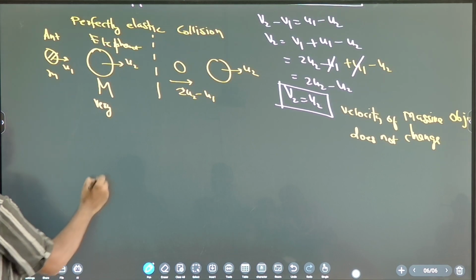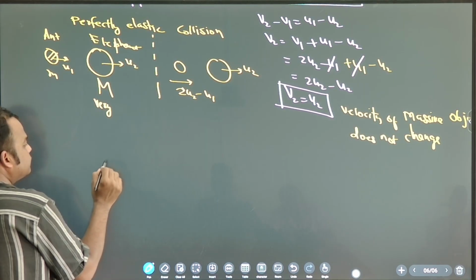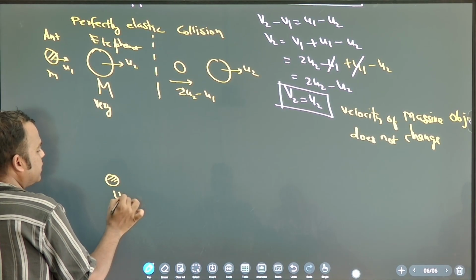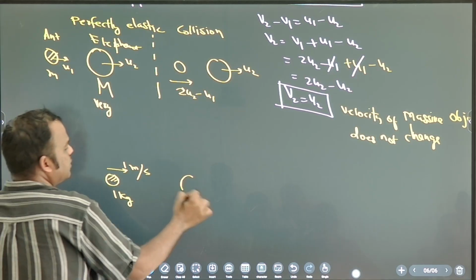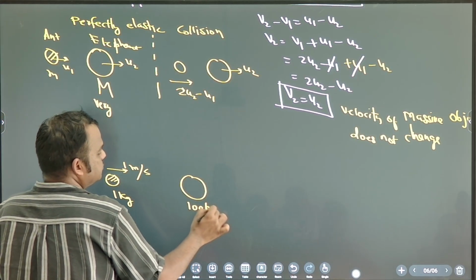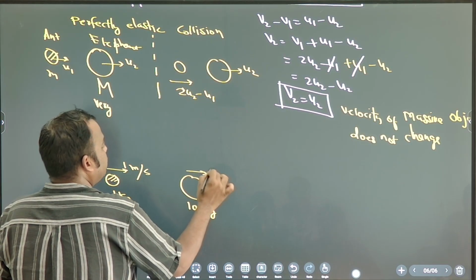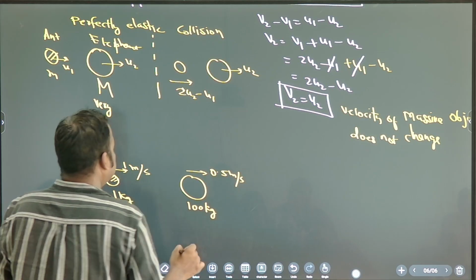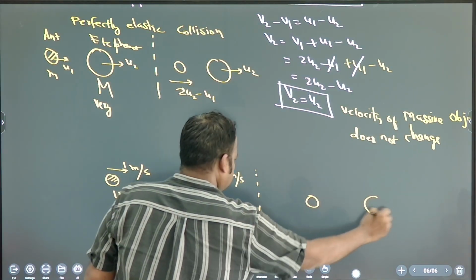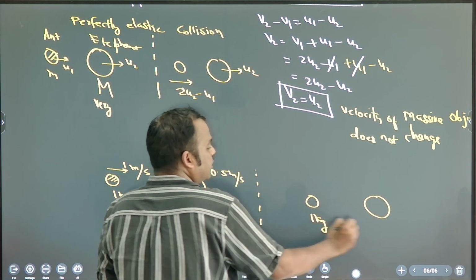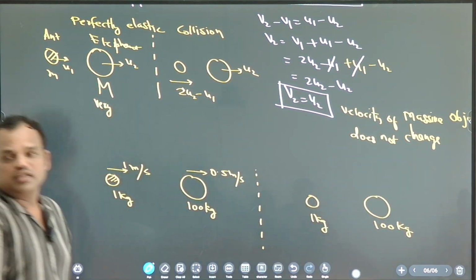Now solve this question. Suppose this is 1 kg, going with 1 meter per second, and this is 100 kg, going to the right side with 0.5 meter per second. Tell me, what is the velocity of 1 kg? What is the velocity of 100 kg? Use the direct formula.